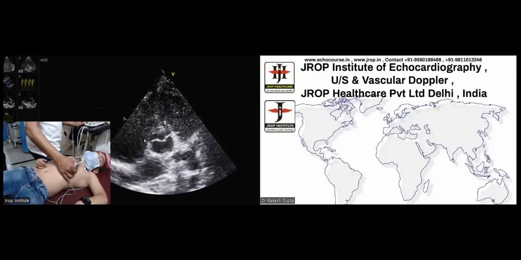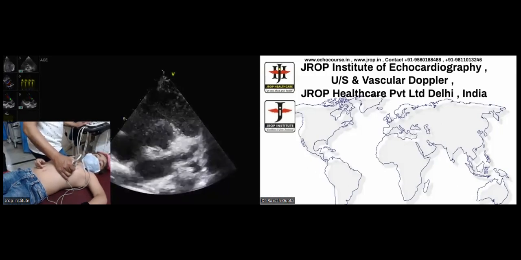Here is one perimembranous VSD. This is a muscular VSD. This is a doubly committed VSD. And if this is a doubly committed VSD or a subpulmonic VSD, it is almost always associated with AR.